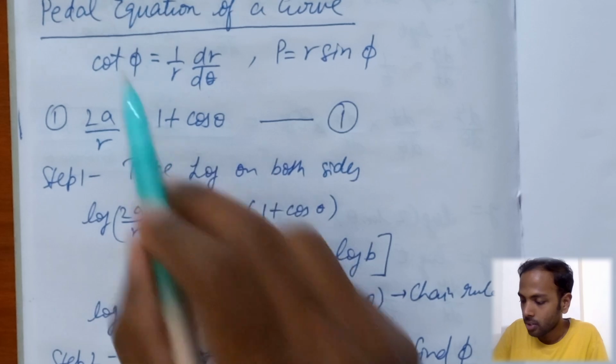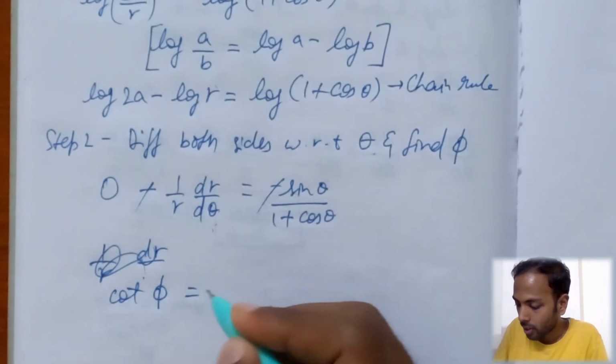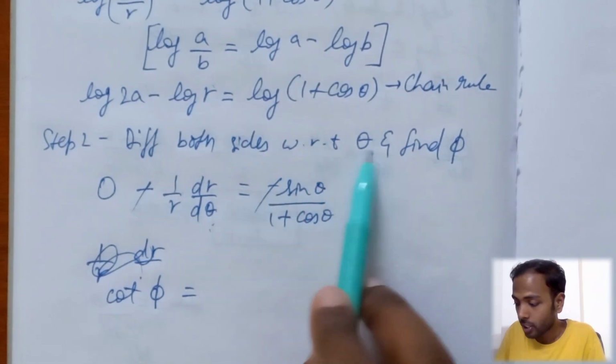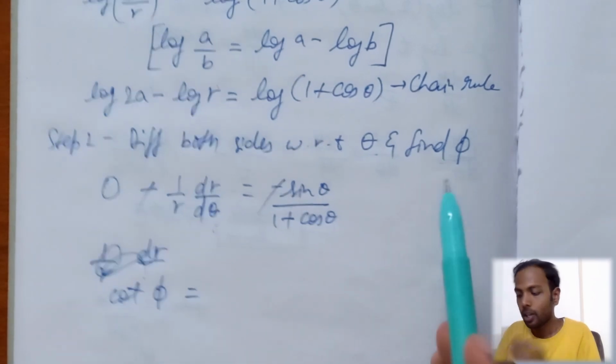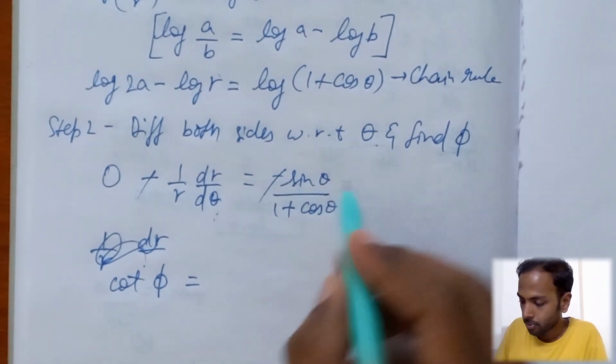Look here. It is cot phi. So LHS, I'm directly replacing it with cot phi because, look here, the goal is to find phi. I mean, differentiate with respect to theta on both sides. That is over. Now, after that, ultimately, you have to find the value of phi from this. Okay. So cot phi is equal to.